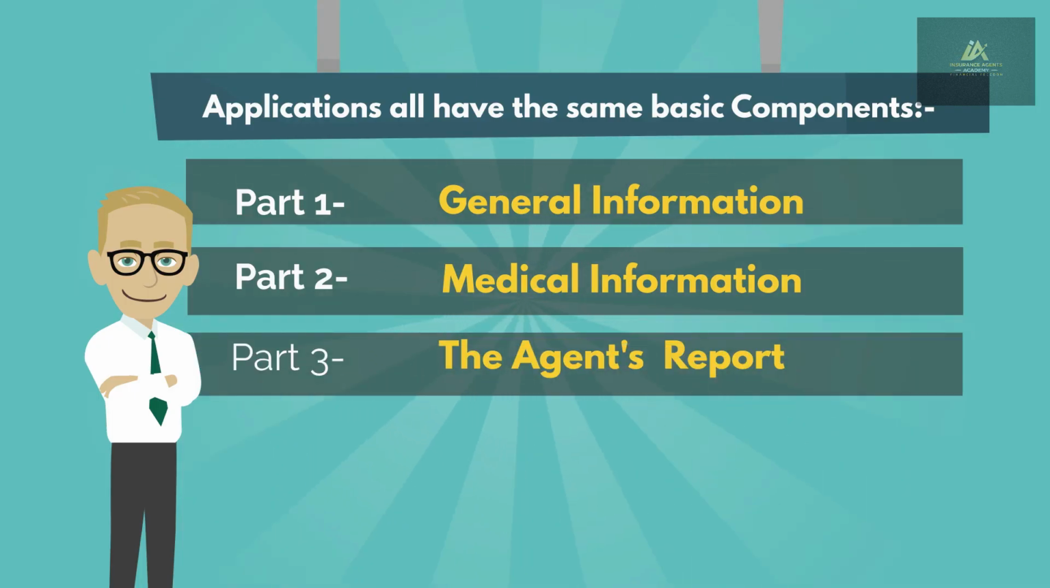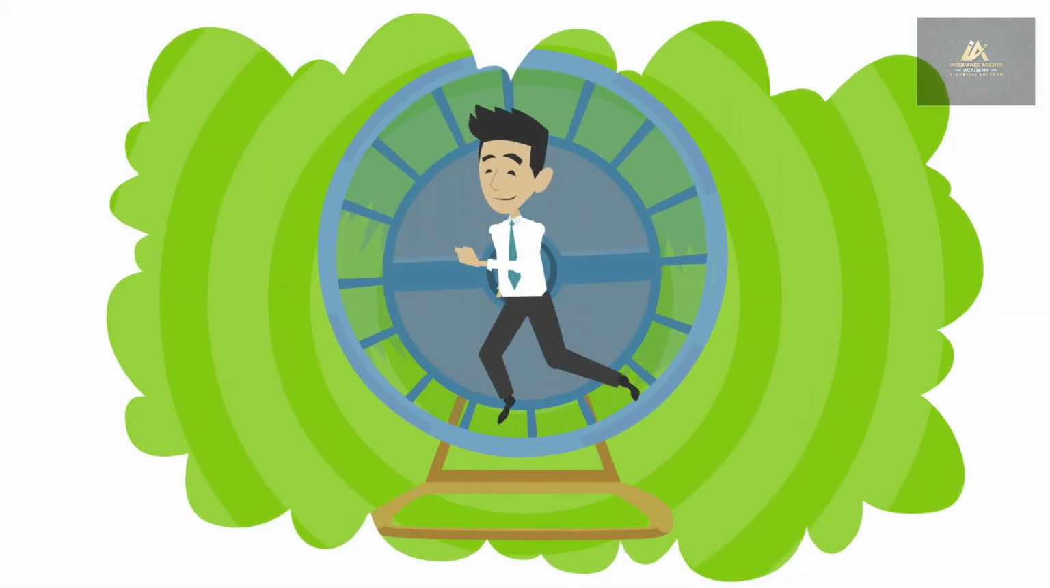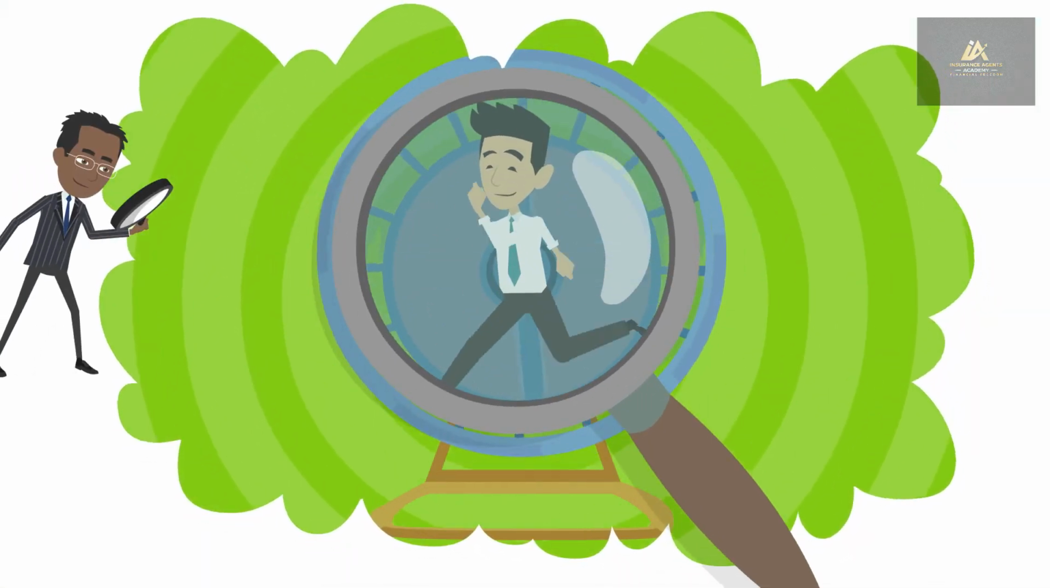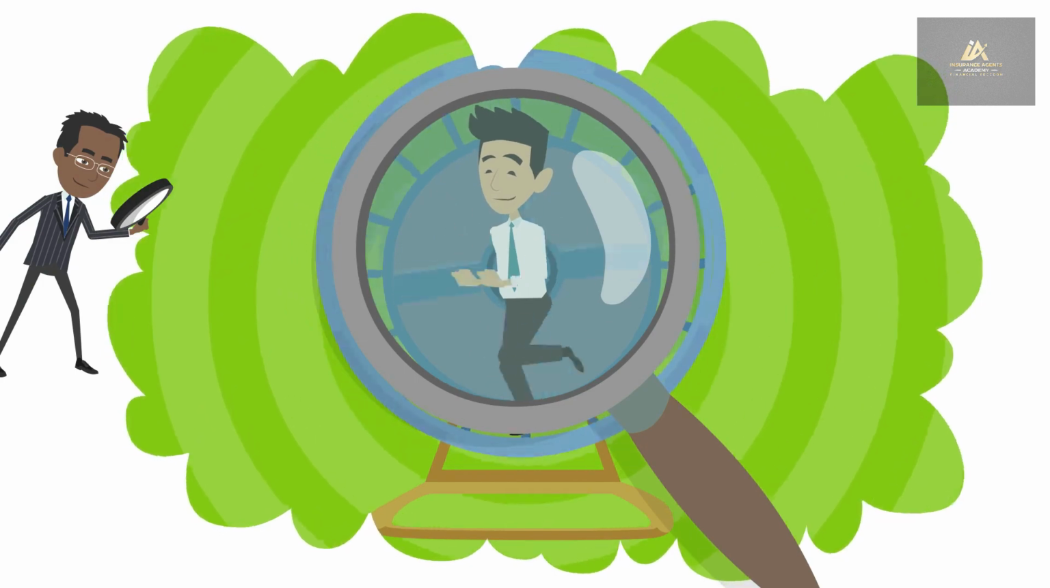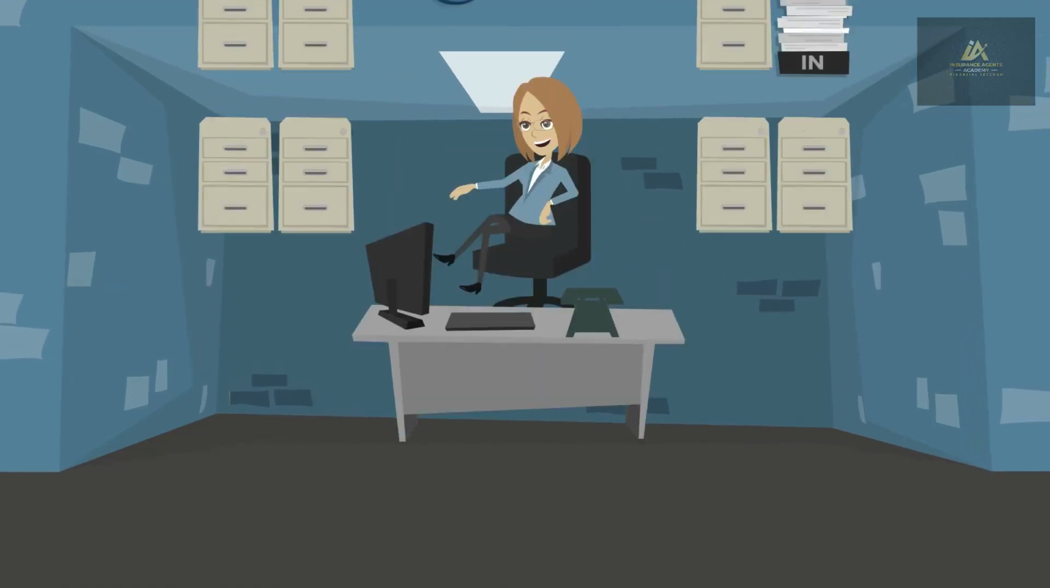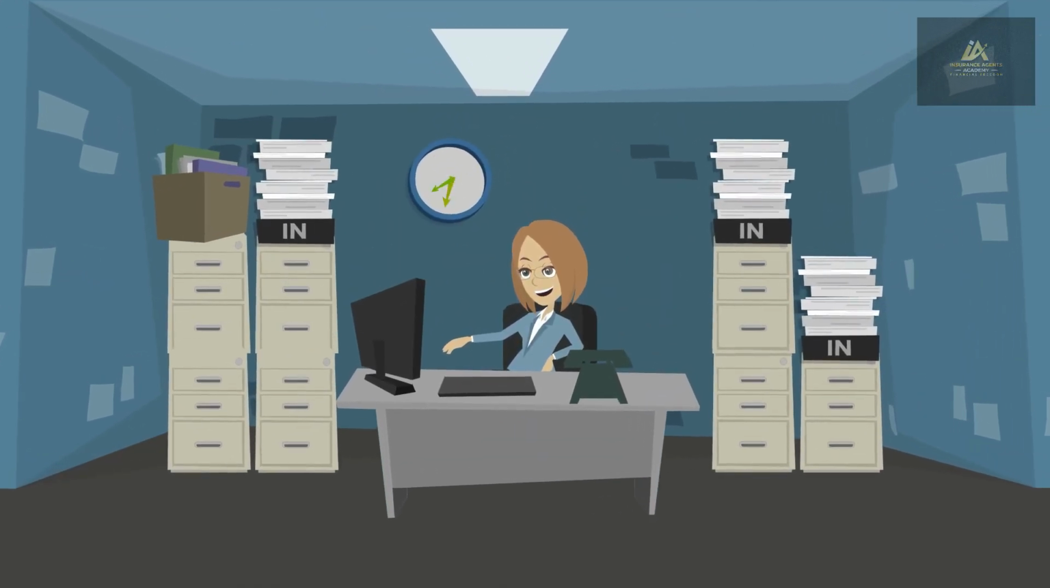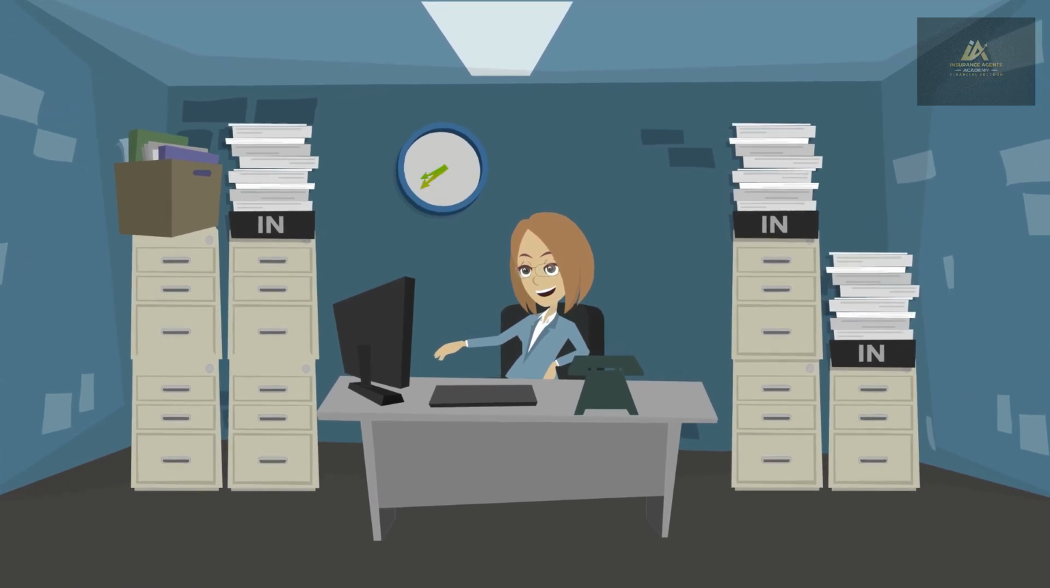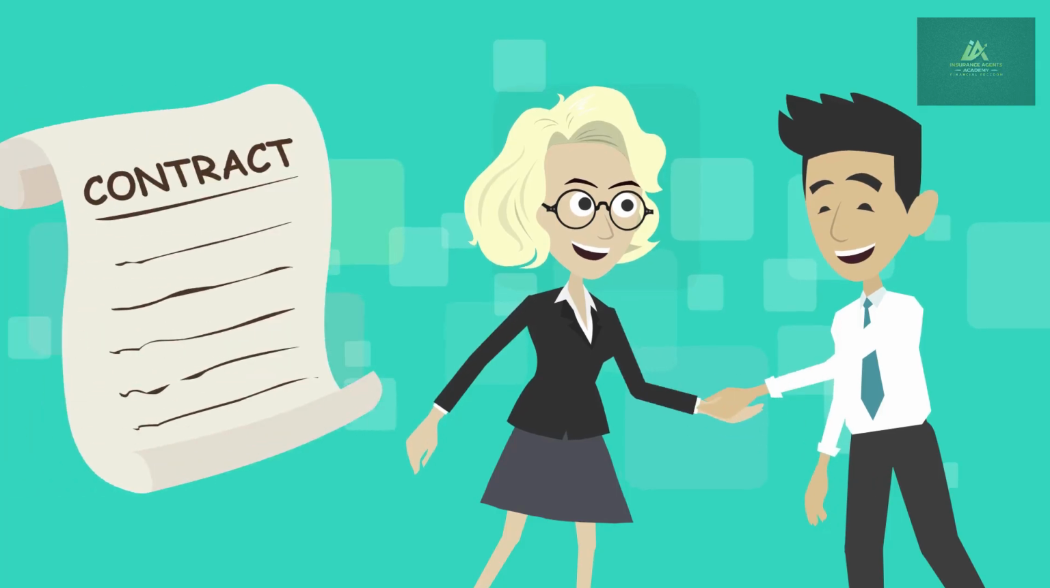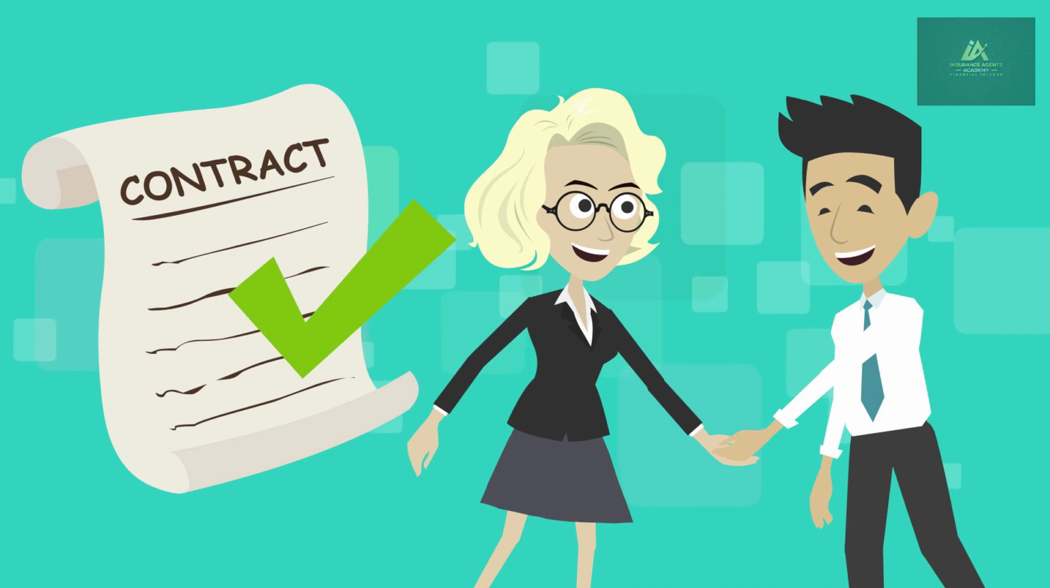Part 3, the agent report. This section of the application provides the agent's personal observations concerning the applicant. As a field underwriter, the agent can be considered the most important source of information available to the company underwriters. The agent's report does not become part of the entire contract, although it is a part of the application process.